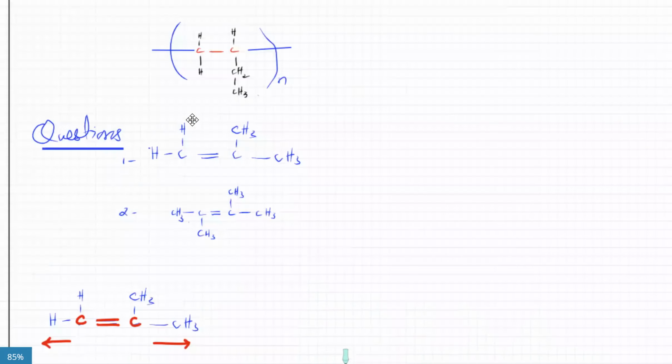For revision, let's do this: the way we learned how to make polymers was, if you had this monomer, the second pen isn't working, just a second.